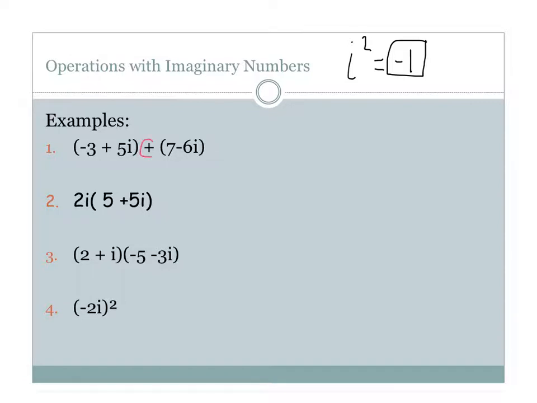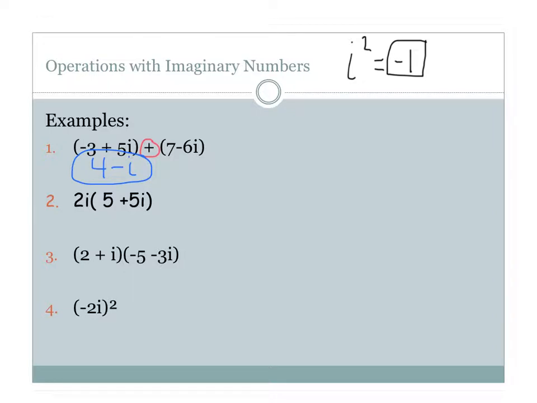If I have addition here, I'm really just going to be combining my like terms because I don't have to distribute a negative like I've done in the past. If this were subtraction here, then I'd have to distribute that negative. But otherwise, I'm just going to go ahead and combine my like terms. Negative 3 and 7 gives me 4, and then 5i and negative 6i gives me negative 1i, so just negative i, and here's my final answer. Woo! That was a doozy.